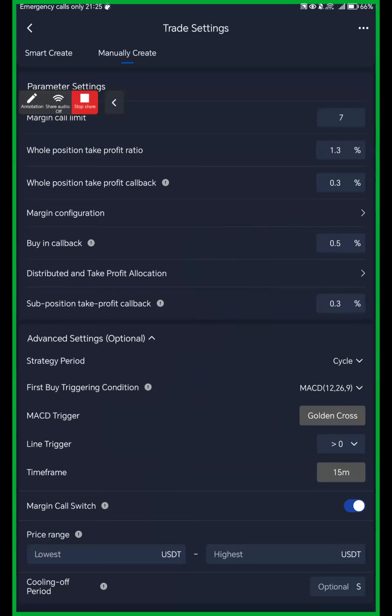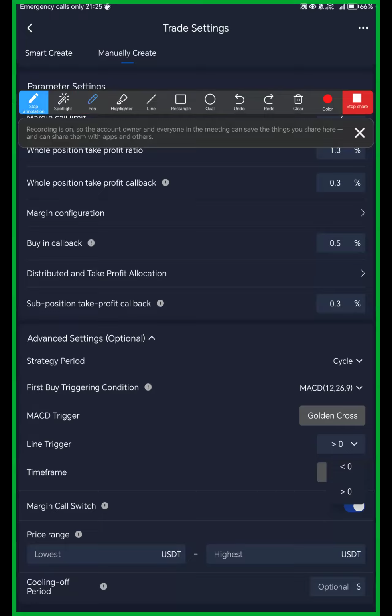When you tap on this arrow, you are going to see two arrows pointing in different directions. One is pointing backward, the other one is pointing forward. When the arrow is pointing backward, it means below. For example, this one that you are seeing is pointing backward. It means below the 0 line. This one is pointing forward. It means the MACD golden cross should happen above the 0 line.